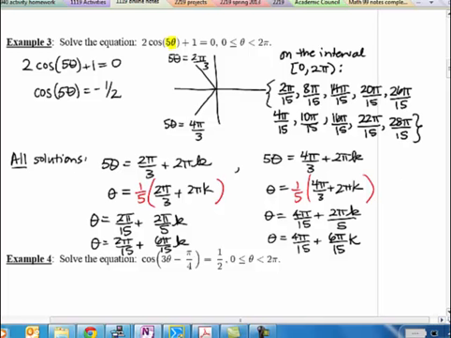Right, so again, it was easier to generate a general list of solutions and then figure out which from that list would actually be in the interval 0 to 2 pi.